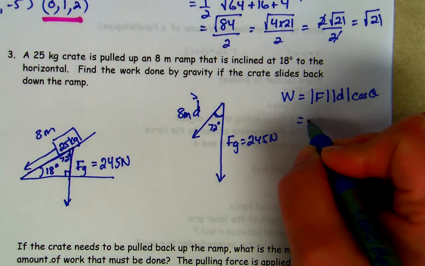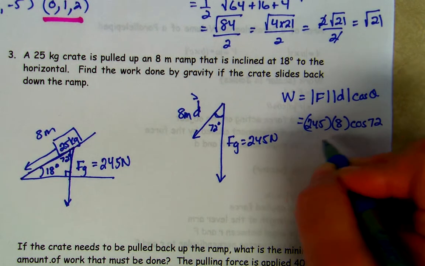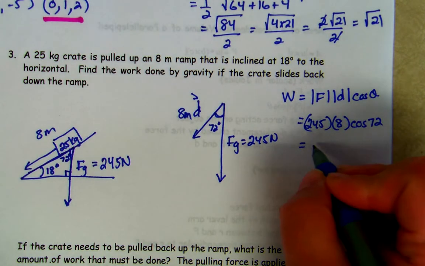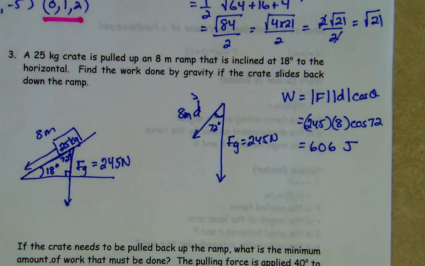So now I just fill this in. So I have 245 newtons times 8 meters times the cos of 72. I type that into my calculator. And it's 606, if I round, joules, because the unit for work is joules.